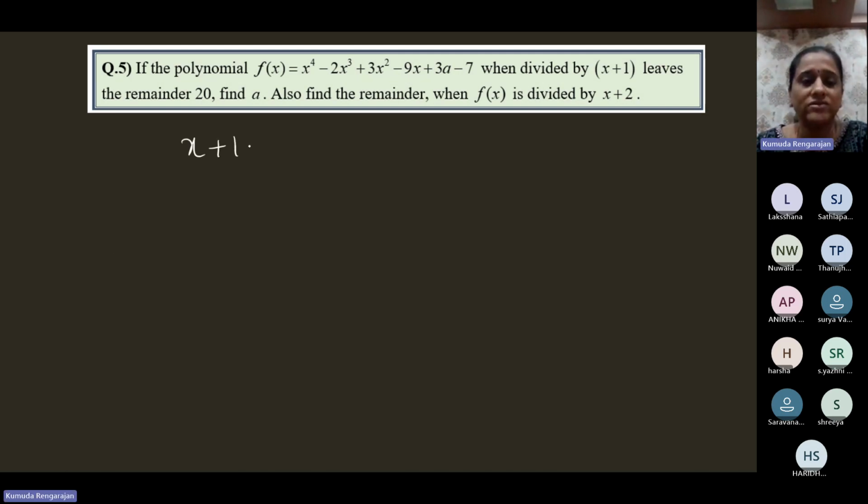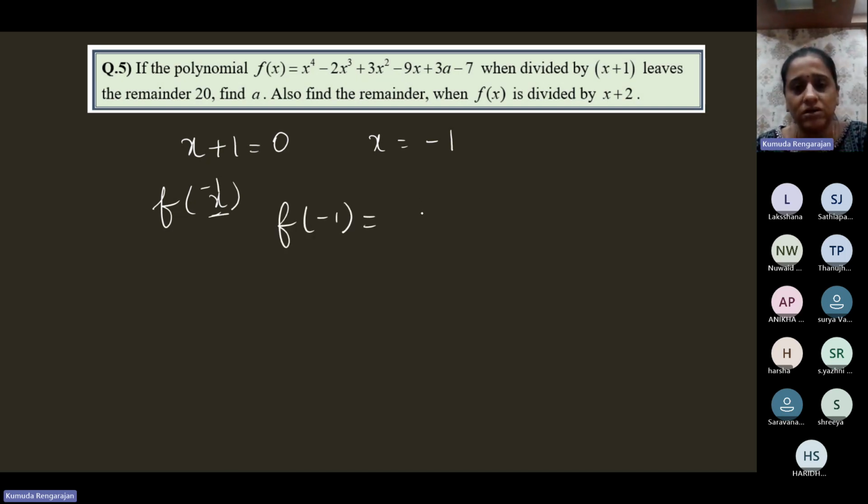Equate the divisor to 0. We get x is equal to minus 1. And f of x is the dividend. When x is minus 1, so f of minus 1, you will get the remainder. When you find the value of the dividend polynomial at x is equal to minus 1, you will get the remainder. You should write the remainder here. And the remainder is given to be 20.